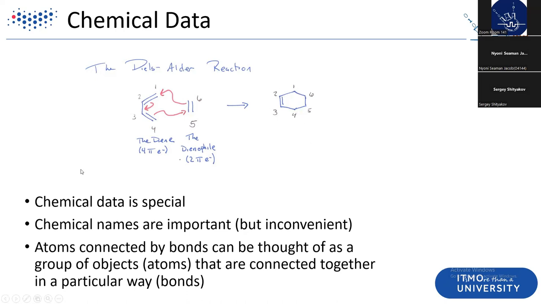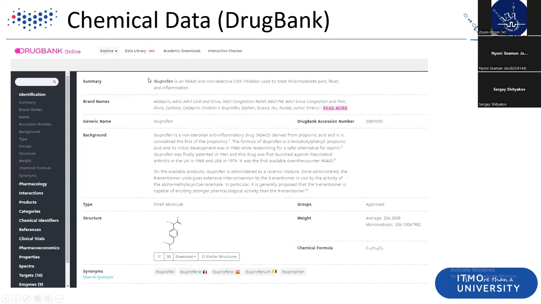And therefore the chemical data should be very specific, and chemical names are also important, but sometimes they're not really very convenient, because you have a lot of chemical names, like brand names, that the companies are using. And as you can see here, we have a lot of generic names for this particular drug, and you have the standard name, isobutylphenylpropionic acid, if we are talking about the standard IUPAC name for this particular substance.